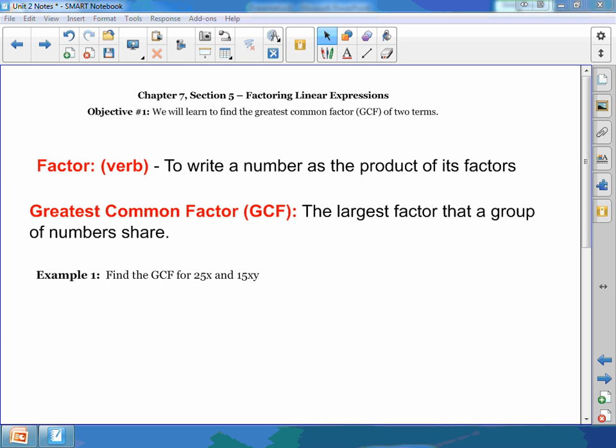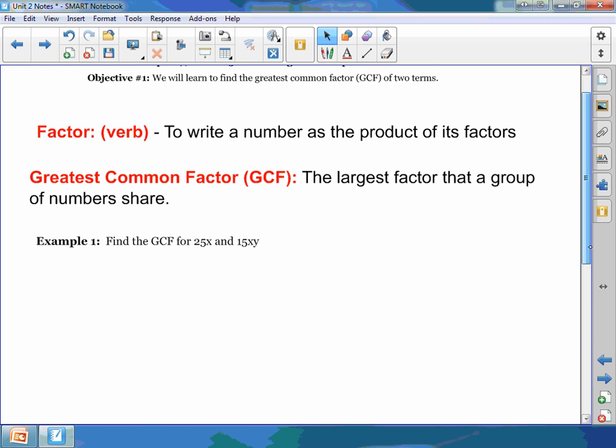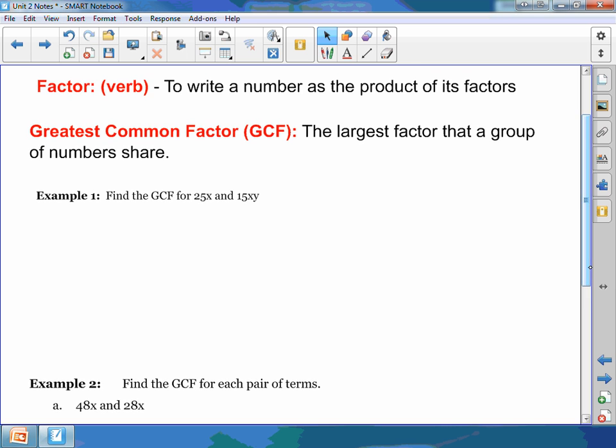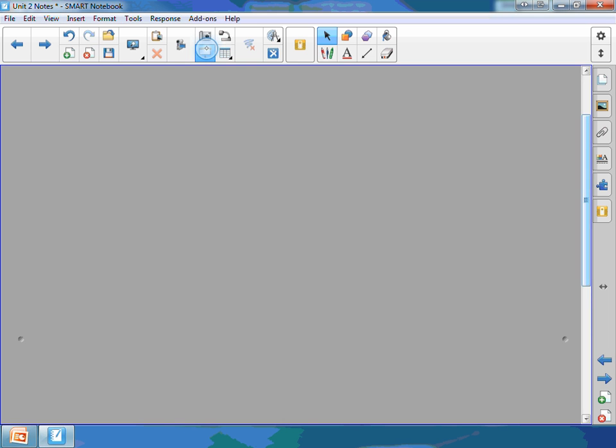The GCF, of course, greatest common factor, is the largest factor that a group would share. Nothing new. You've seen those before. And we've been doing factoring for these last couple days with that lab that we were working on with the algebra tiles. So we're just going to extend it a little bit more, look at it a little bit more algebraically here.